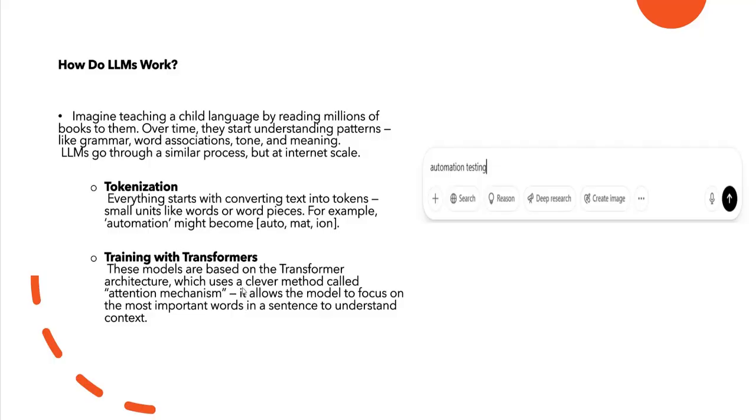So basically, you can call it the attention mechanism. Okay, because it allows the model to focus on the most important words in the sentence to understand the context of what you are asking for. So based on what you ask for, it will try to fetch the information related to the prompt that you have provided.